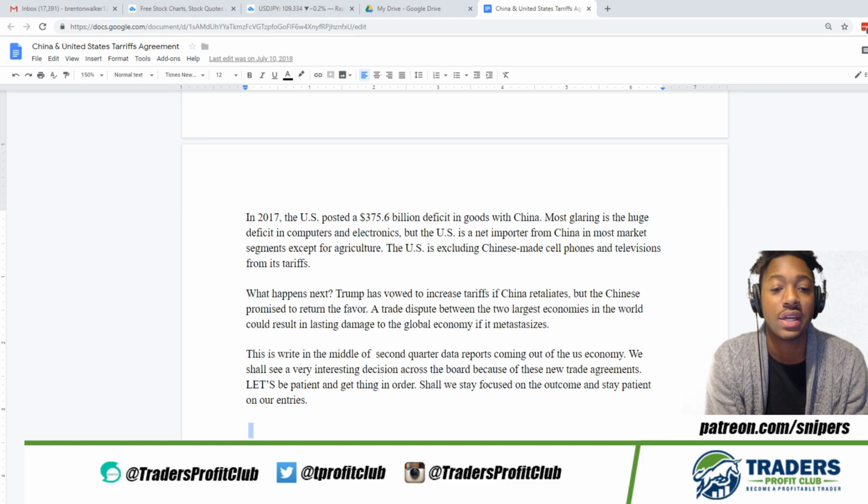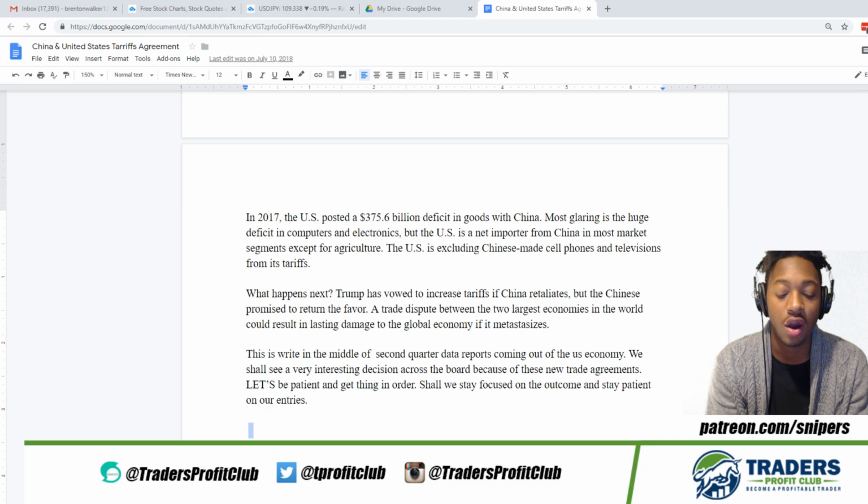But a lot being said is that the U.S. posted a $375.6 billion deficit in goods with China, right? So we already established a $1 trillion deficit. And if you guys know, a deficit is exposure for our economy, right? When we're exposed to having a lot of deficit, a lot of debt, our economy can't sustain itself.